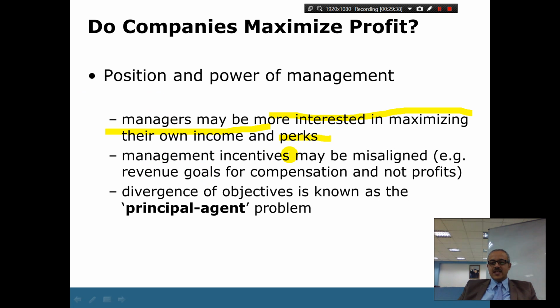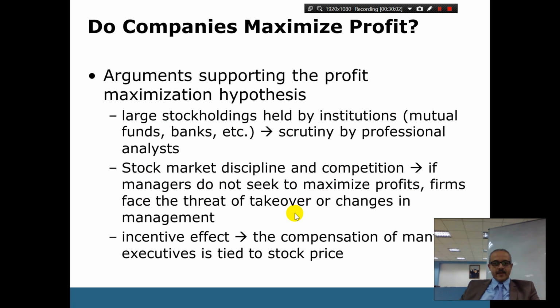So management incentives may be misaligned, with revenue goals for compensation and not profits. This can lead to the divergence of objectives, which is the principal-agent problem. Do you see how sometimes the two objectives may diverge? Stockholders want satisfactory results, while managers want to keep their bonuses, because I guess they don't expect the best outcome.